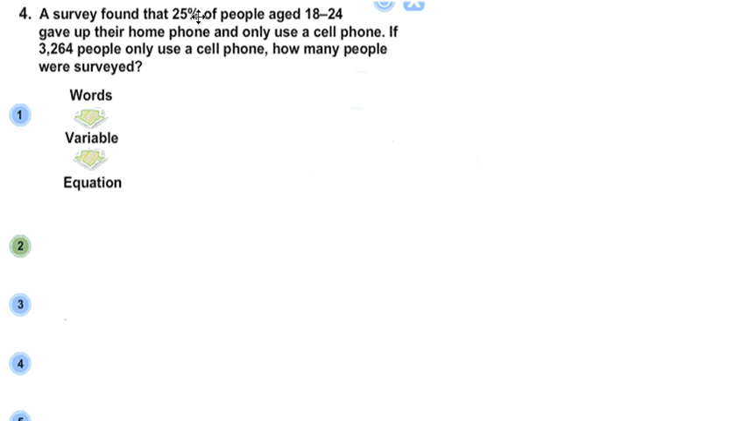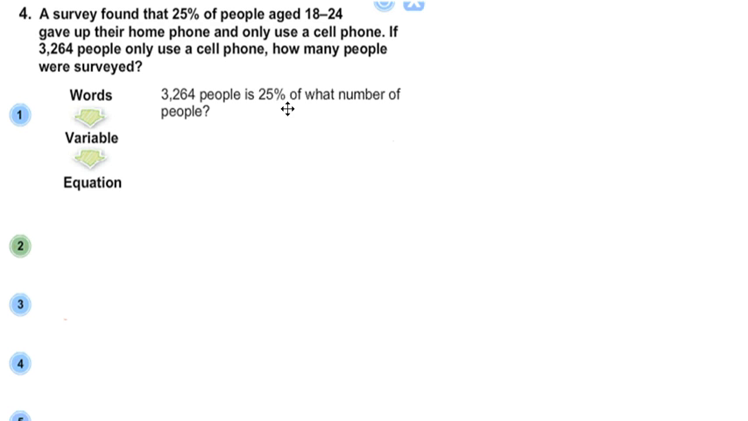Our last example is: a survey found that 25% of people aged 18 to 24 gave up their home phone and use only a cell phone. If 3,264 people use only a cell phone, how many people were surveyed? So in words, we know that 3,264 people is 25% of what number of people? The 3,264 is just the number of people with just cell phones, so it's not actually the whole population. So that is our part.